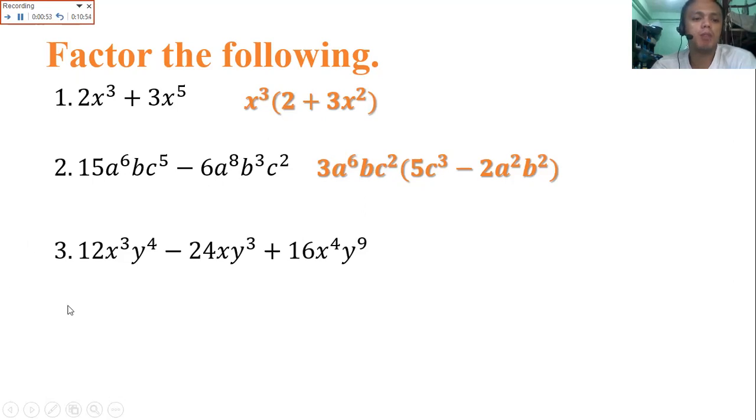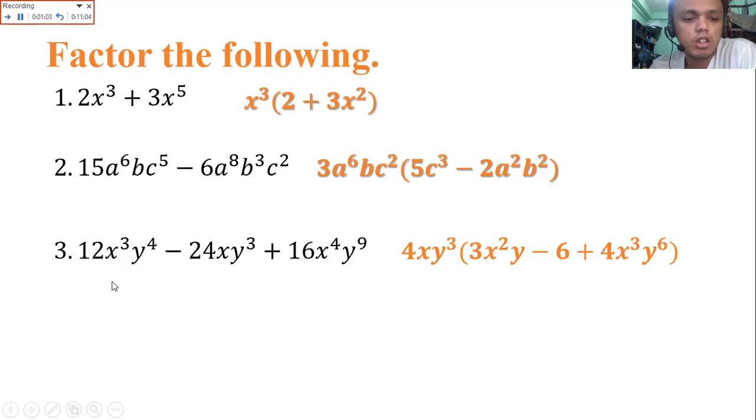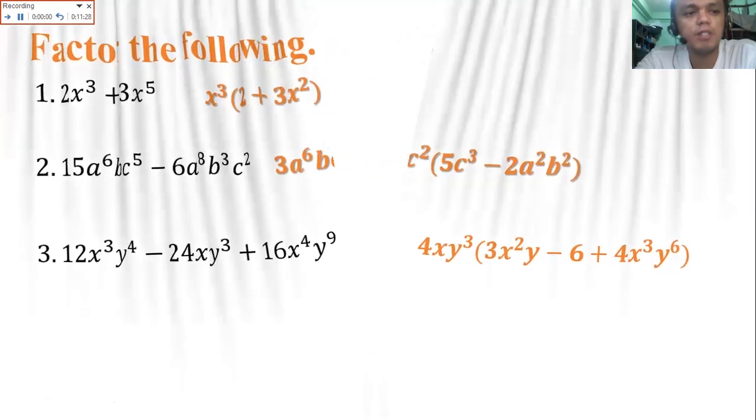Next, number 3, medyo mahaba. 12x cubed y raised to 4 minus 24xy cubed plus 16x raised to 4y raised to 9. Okay? So, ang common is 4xy cubed. So, pag in-undergo natin yung process na diniscuss ko doon sa mga examples, ito yung lalabas na common monomial factor. Then, divide this one to each of these terms. Ito na may lalabas. We have 3x squared y minus 6 plus 4x cubed y raised to 6. Okay? So, that's it.